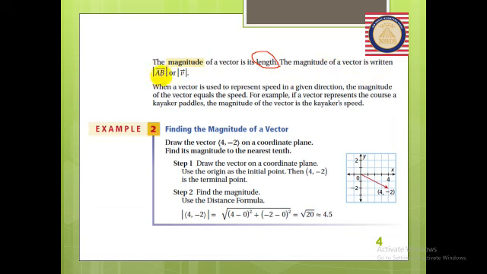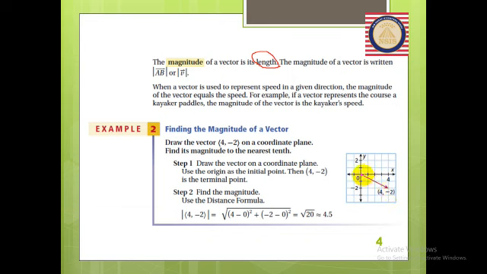The magnitude of the vector is written by drawing two lines and putting the vector inside them. When a vector is used to represent speed in a given direction, the magnitude of the vector equals the speed. Let's see this example: finding the magnitude of a vector. Draw the vector 4, negative 2. To draw this vector, we make x and y axes, and take your initial point, which is the origin. Put a point at 4, negative 2, then draw an arrow. So this arrow from the origin to the point 4, negative 2 is the vector.